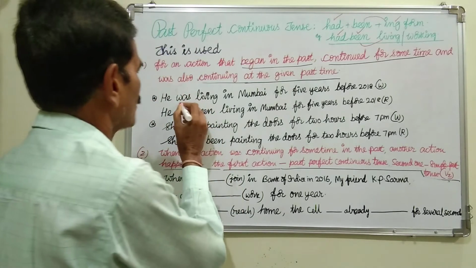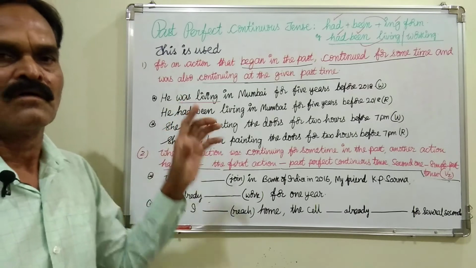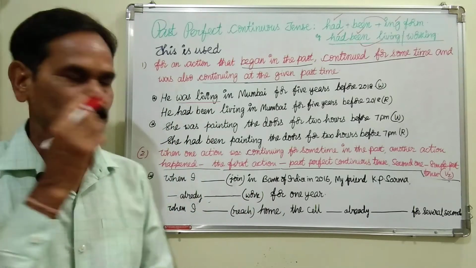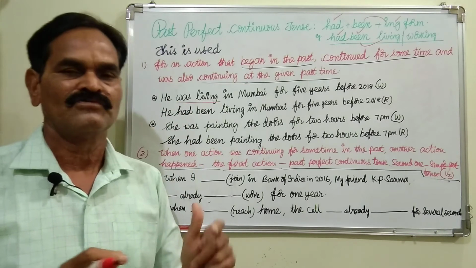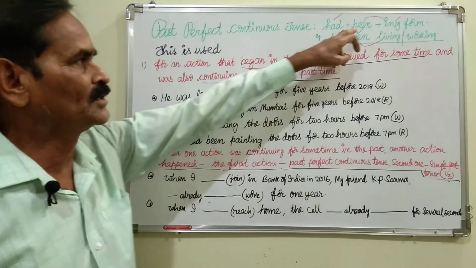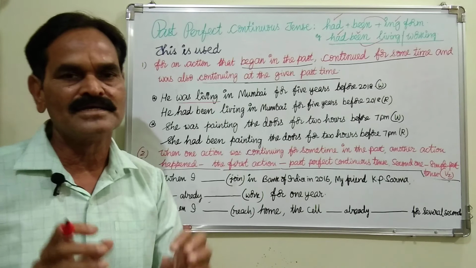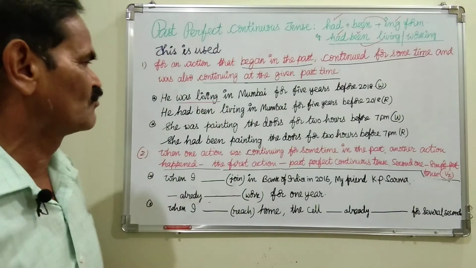So he was living, this is the verb. Was is the be form, was, were. What are the be forms? Am, is, are, present tense. Was, were, past tense. Be, future tense. Been, perfect tenses. And being, that is continuous tenses in passive. These are the various be forms.